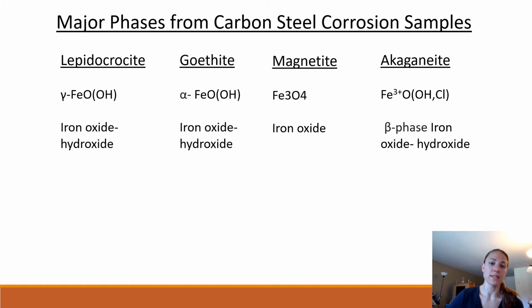The major phases that we see from steel samples are lepidocrocite, goethite, magnetite, and akaganeite. So these are iron oxide hydroxides. The magnetite is an iron oxide. The akaganeite is sometimes referred to as the beta phase of these first two phases, and that phase is mostly seen due to the chloride content of the sodium chloride test solution.